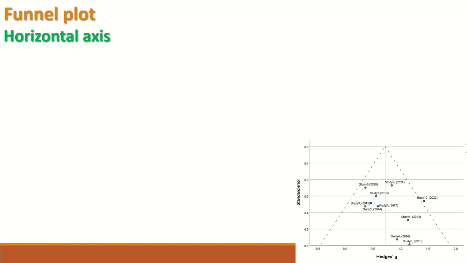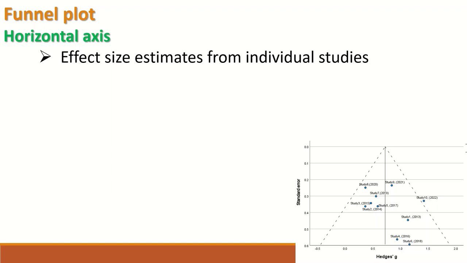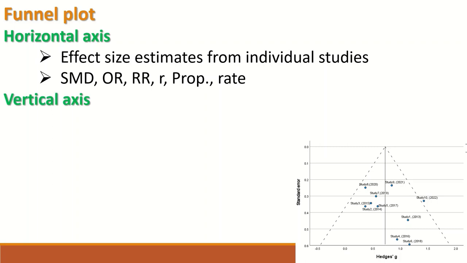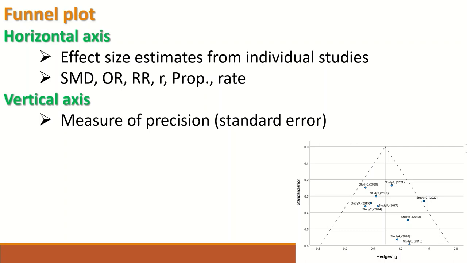To recap again, funnel plot. On the horizontal axis, the effect size estimate from each individual study is plotted, such as SMD or OR or RR or proportion or rate or correlation. On the vertical axis is the measure of precision. In this case, it's the standard error. And as I described here, the funnel-shaped plot has a line in the middle. This line in the middle represents the overall calculated effect size estimate from the meta-analysis. So this is the pooled estimate of effect size, in this case Hedges' g, which is a continuous outcome, and it is calculated through the standardized mean difference.